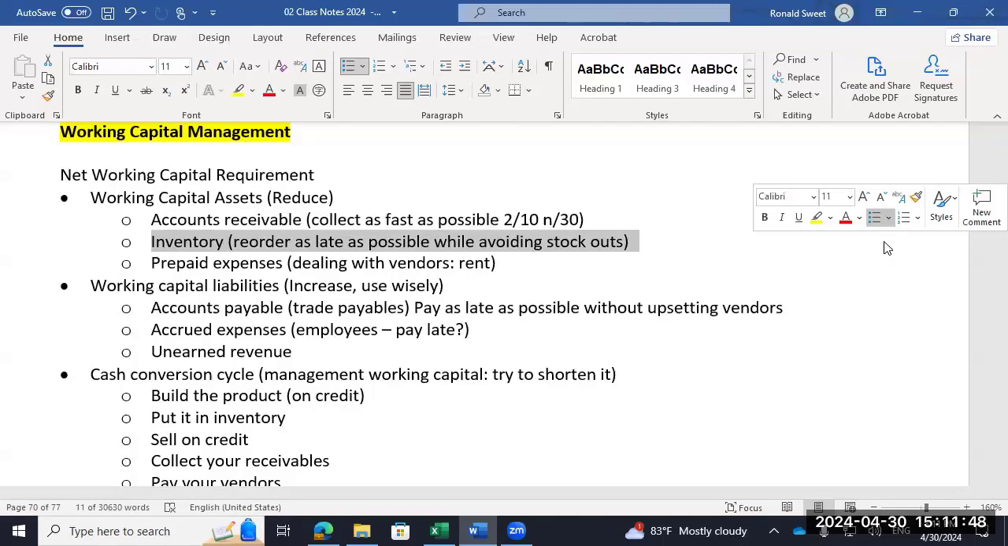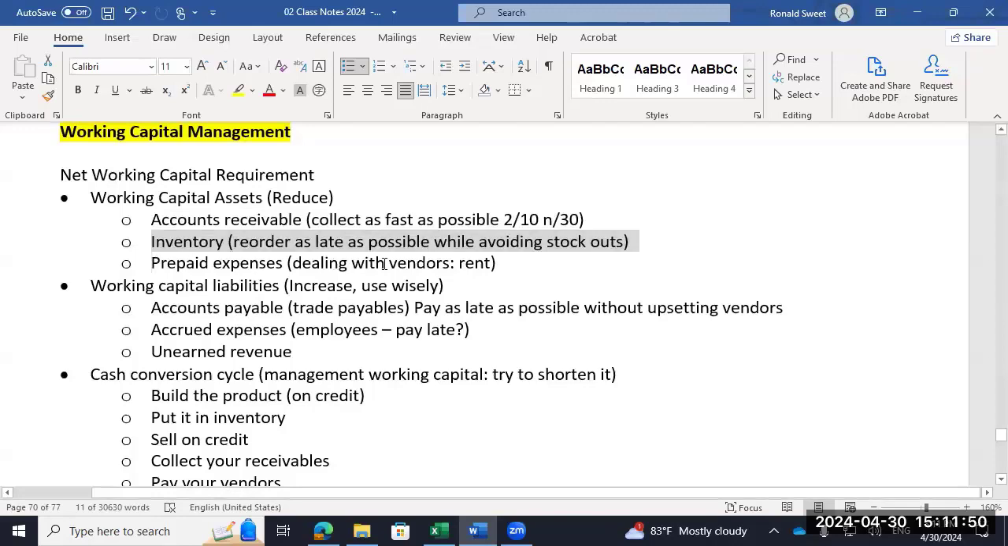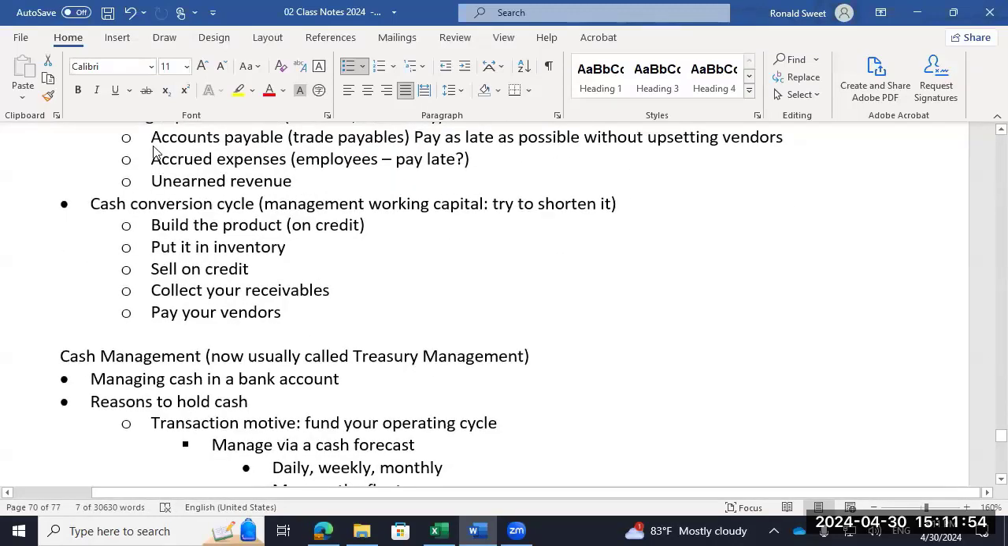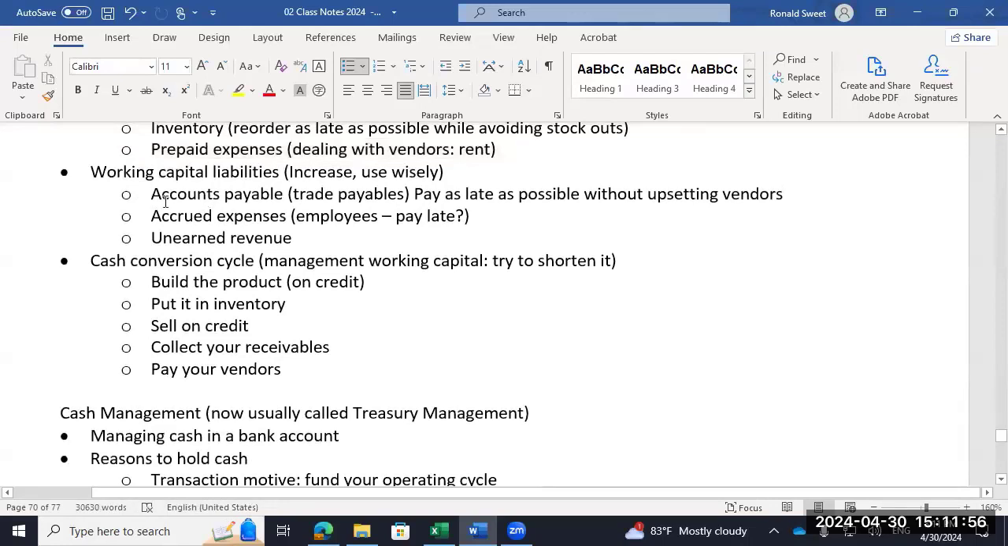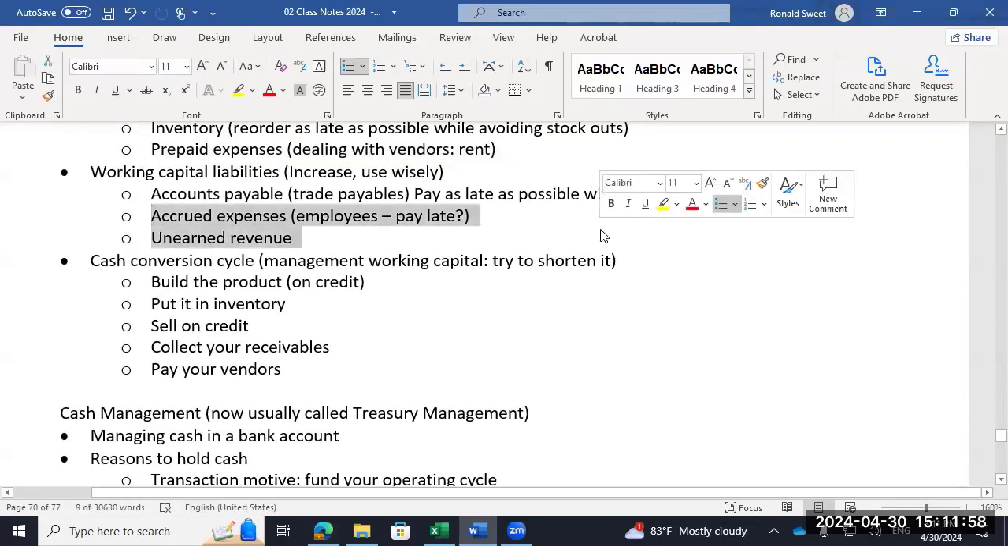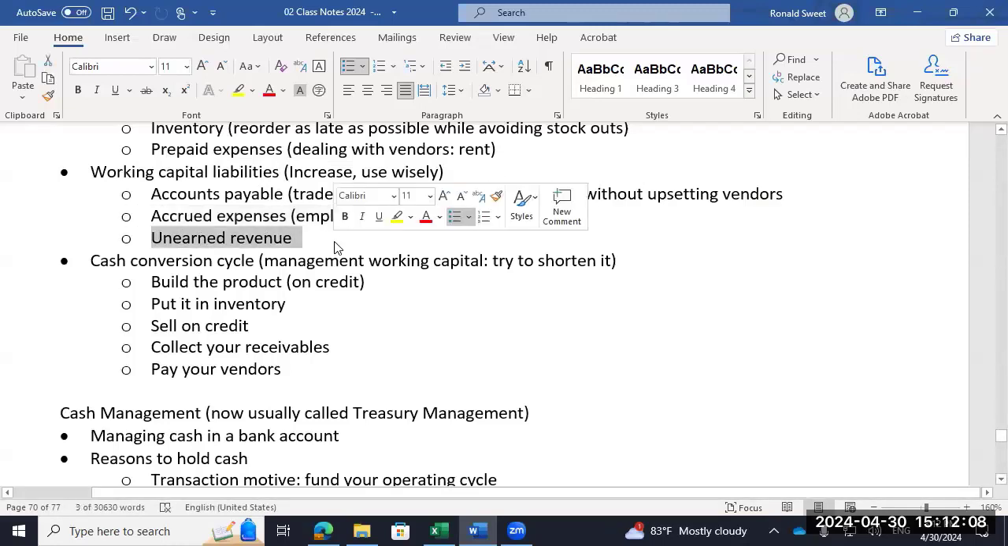Anyway, your prepaid expenses, you can't really manage that too well because your vendors are going to make you pay in advance. And your accounts payable, can you pay as late as possible? You really can't do much. You know, you're going to pay your employees when you pay them. You're not going to say, hey, we'll pay you a week later going forward. That's not going to work too well. But we did talk about unearned revenue, which is a great one. You know, airlines, they get your money before you fly, and that's a great resource to them. So that's how you manage these things.